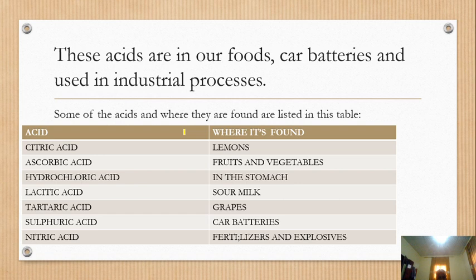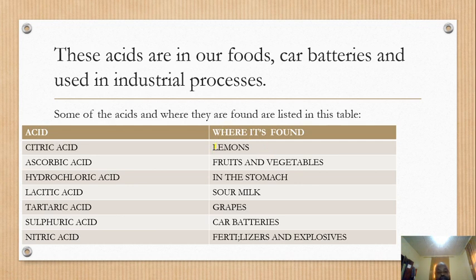Some of these acids are listed in this table, and where they are found. So we have citric acid, ascorbic acid, hydrochloric acid, acetic acid, tartaric acid, sulfuric acid, nitric acid. There are so many others, like tannic acid. Okay, citric acid. This is where it is found. Citric acid is found in lemons.